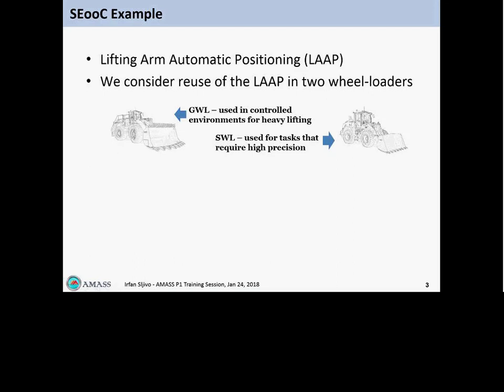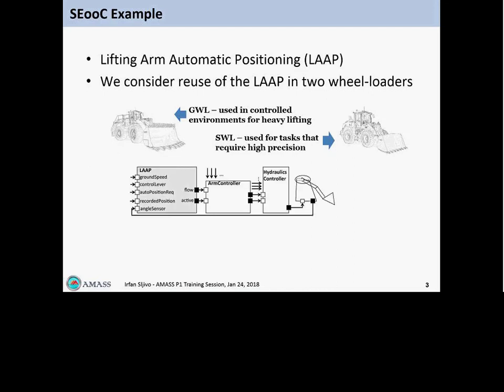Essentially, if you know these wheel loaders, they have this lifting arm that can go up and down. And this controller can have an automatic positioning component. Basically, if the operator presses a button, then the arm will go into a predefined position. But it also has, of course, manual control of the arm. This is a sketch of the design of this unit. It has this automatic positioning component. It has this arm controller component, and so on and so on.